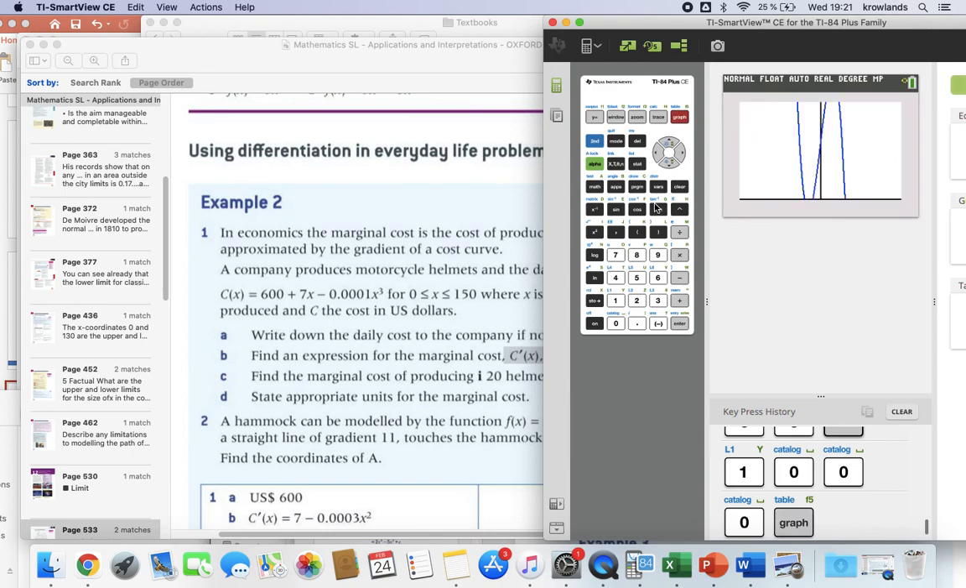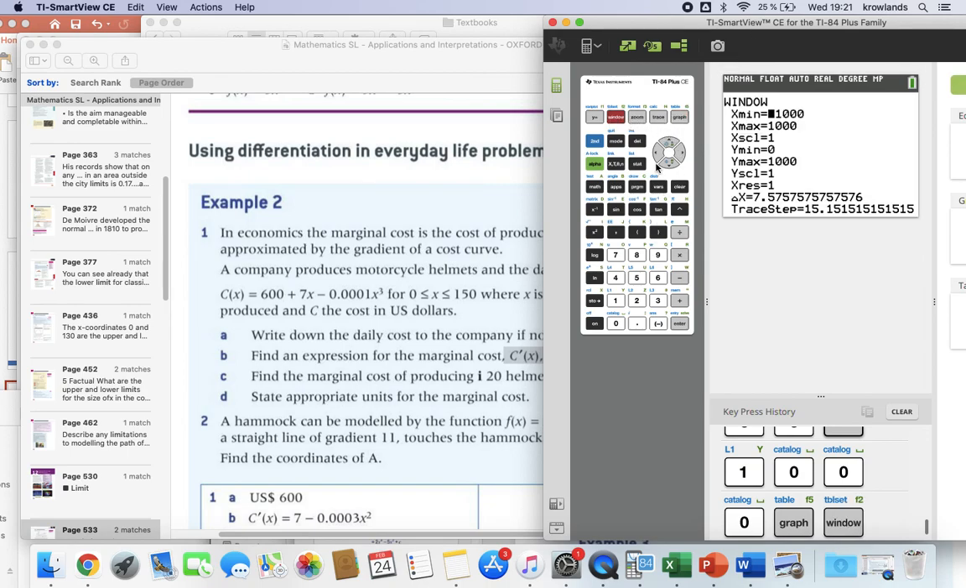Watch what I'm doing here. Of course, this is getting much better. What we cannot see is now the absolute maximum or the local maximum and the local minimum. So we need to make the y's bigger and smaller. So we're going to go on to the window.